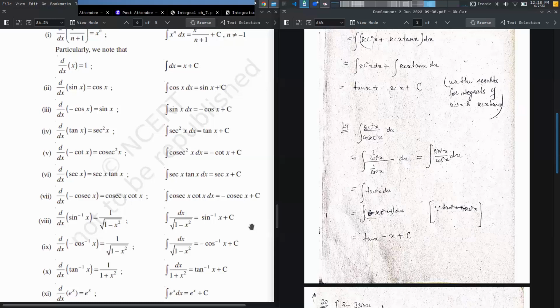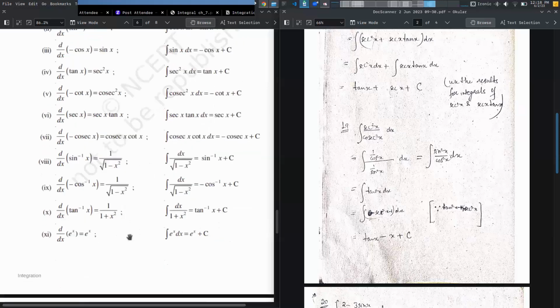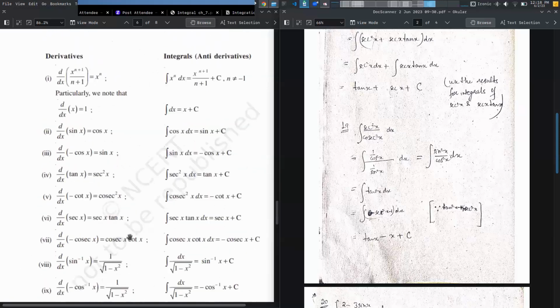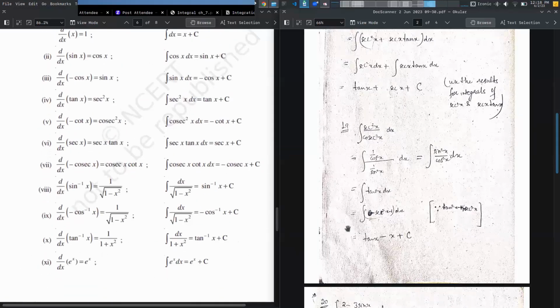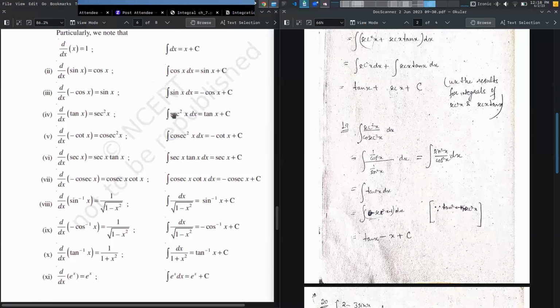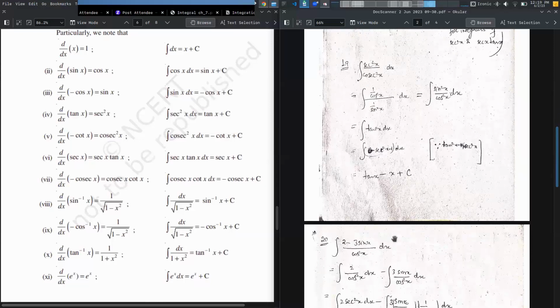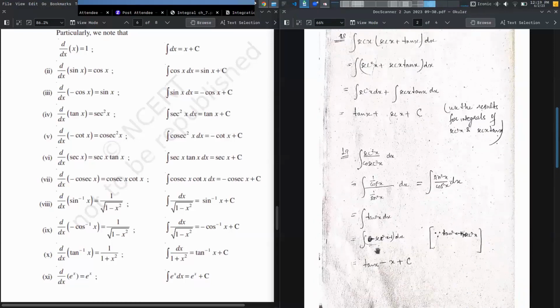We don't even have the antiderivative for tan square x in our formula list. But we know from the property that tan square x is sec square x minus 1. And if we write it like that, now we have the antiderivative for sec square x and we have the antiderivative for 1 as well. So the antiderivative for sec square x, you know, is tan x, and for 1 it's x, plus the constant. So this way you have to bring down the expression to simpler terms.